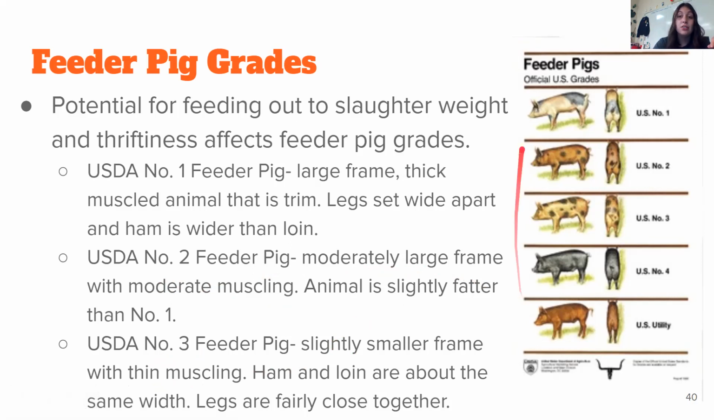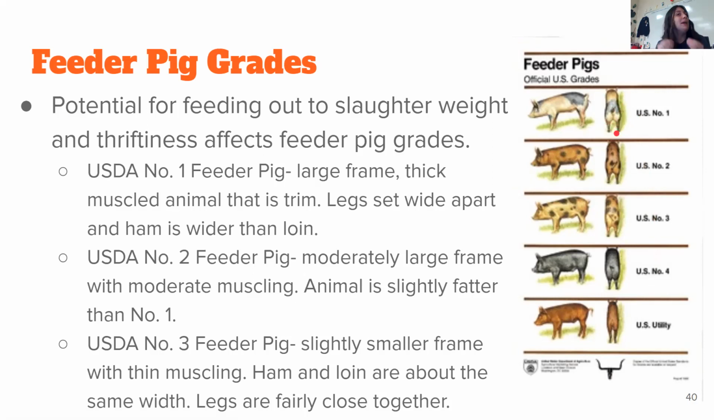You can look over here at this graphic. From the side, you can't necessarily tell how big this pig is or how much muscle this pig has. But you can really see it when the pig is facing away from us. We pretty much check them out, look at their butt.